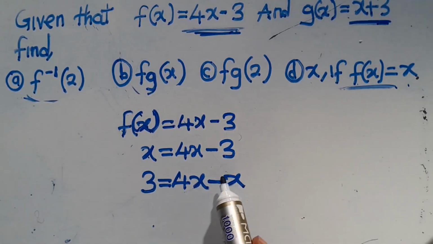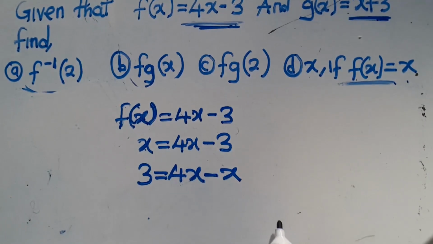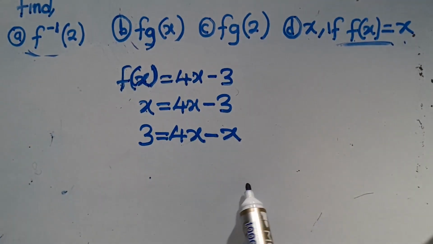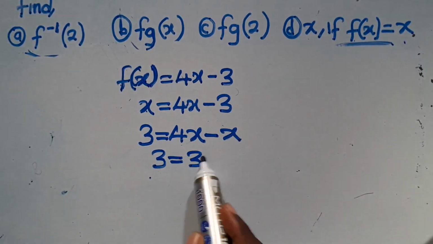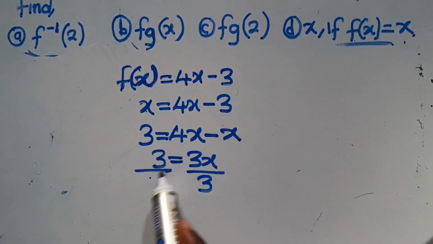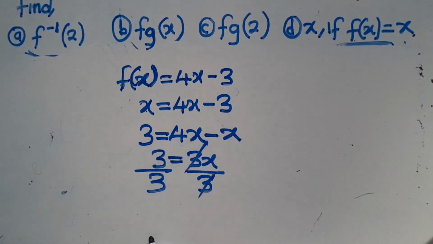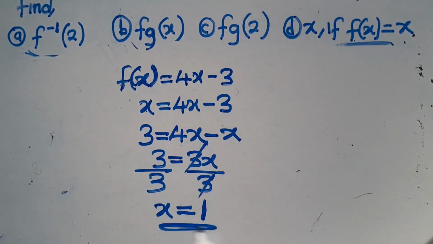On this part, you can work with any method as long as we are not changing the meaning. So this is what is happening. Here, 3 is equal to 3x. You divide by 3, divide by 3. This 3 cancels. You get x is equal to 3 divided by 3, you get 1. So x is equal to 1. This is what you are supposed to do. So we've answered the first part.